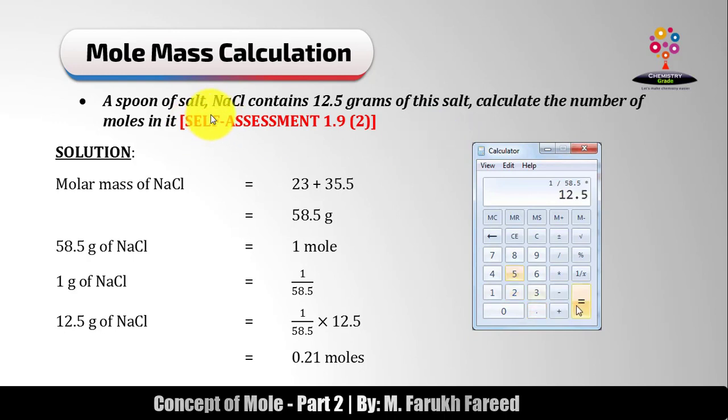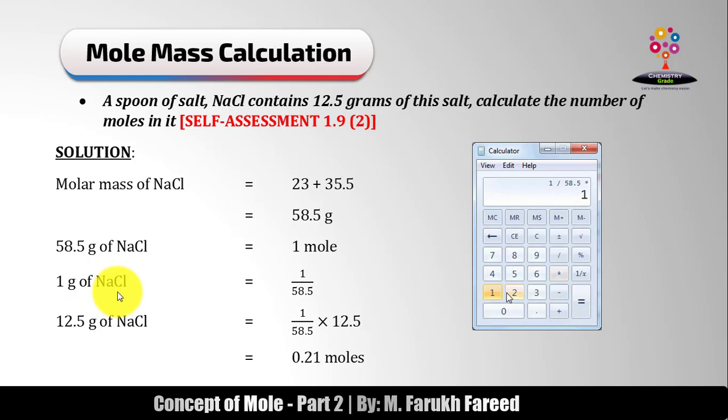A spoon of salt NaCl contains 12 gram of this salt. Calculate the number of moles in it. So we have to find the number of moles. How do we find them? So first of all we have to calculate the molar mass of sodium chloride, which will be equals to 58.5 gram, and it will be equals to 1 mole. So 1 mole will be always equal to 58.5 gram of sodium chloride.